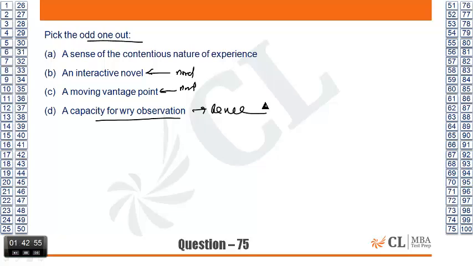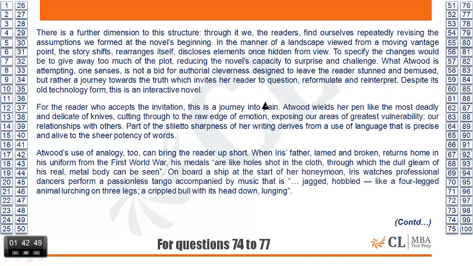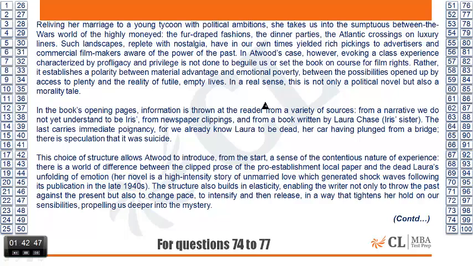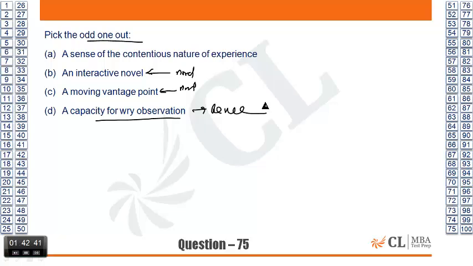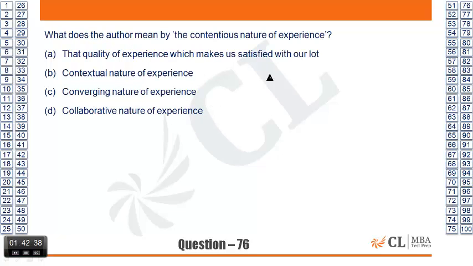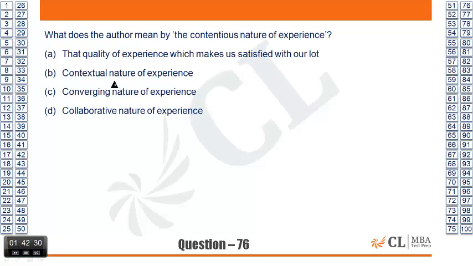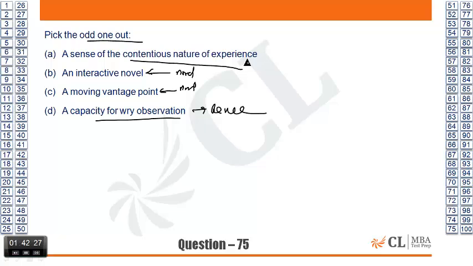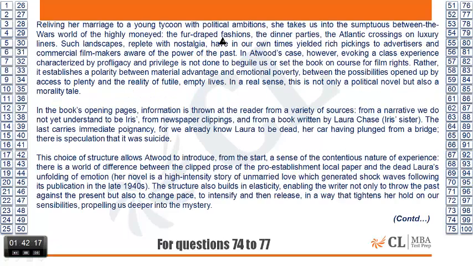A sense of contentious nature of experience. Where is it mentioned? Sense of contentious nature of experience. I don't even know. God knows. Chuck this one. Leave it. Question 75: What does the author mean by contentious? So that is mentioned. That is mentioned. I think this is about, I think it will be Renee. So we can say Renee. What does the author mean by contentious? I don't know where it is. Shall we try? I don't even remember.